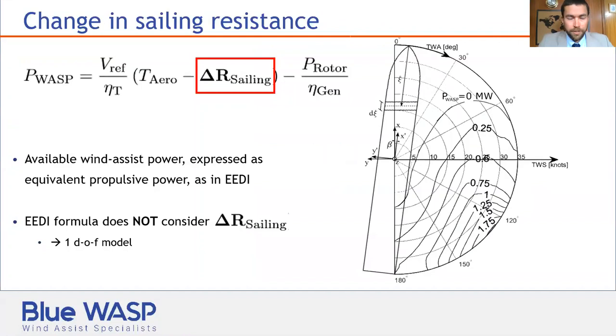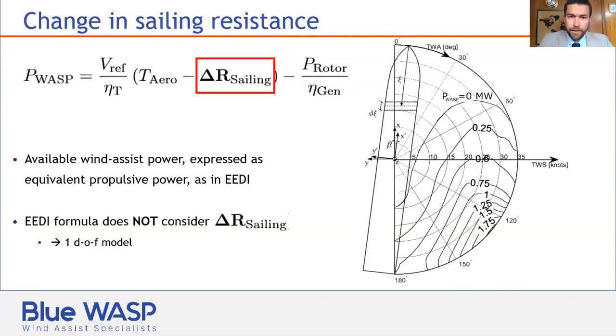So this is expressed like so as a P-WASP, which you may recognize from the EEDI formula. The term delta R sailing, however, does not appear in this IMO formula. And this is, in fact, you could say the main topic for my own research. On the right-hand side, this quantity P-WASP is presented for a small coaster. I think the installed power was 1.3 megawatts. So you can see that, in fact, there are some areas for full sailing is possible.